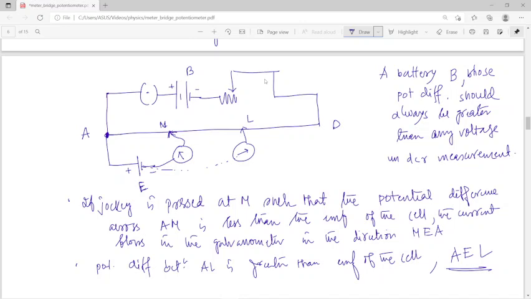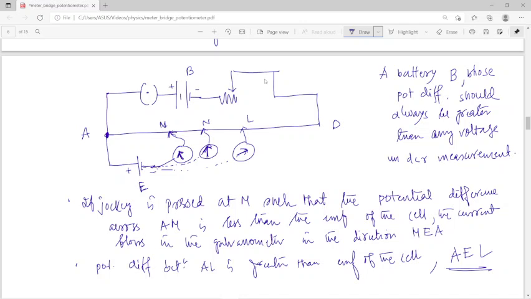So, as you can see in the pictorial diagram, the deflection when touching at point M is in the reverse direction to that when touching at point L. It therefore follows that between M and L we find a point N, such that when the jockey is pressed on it, the galvanometer shows no deflection.